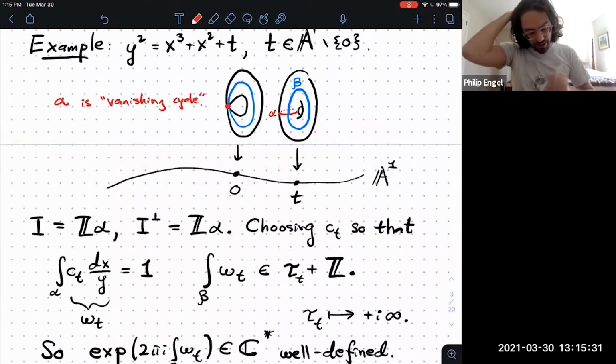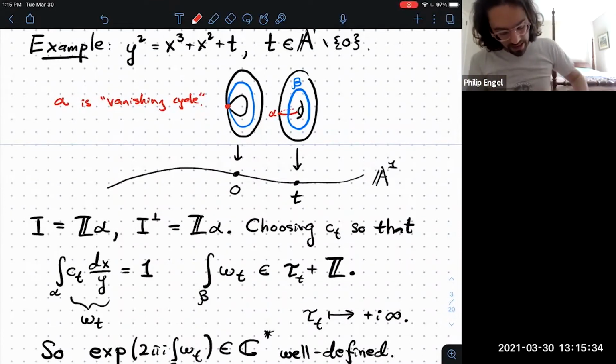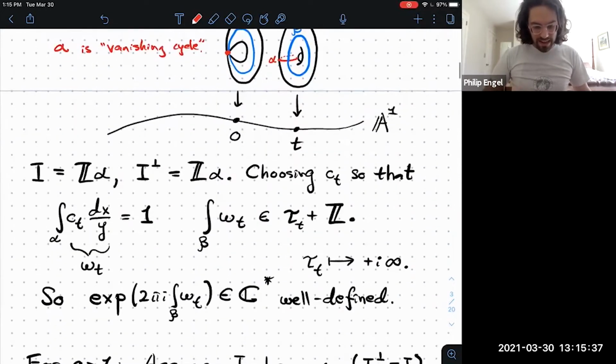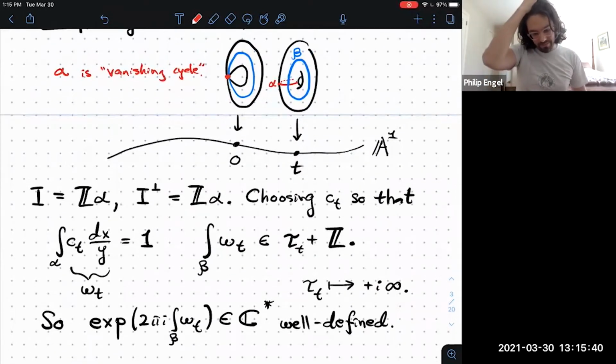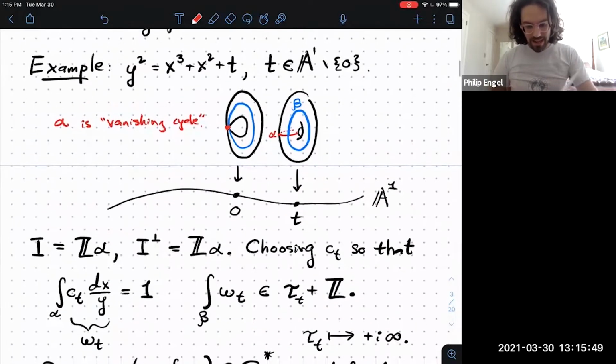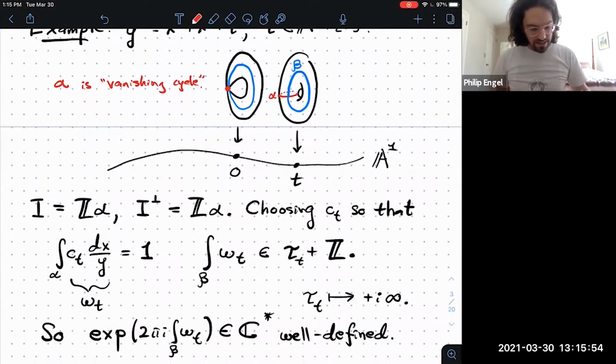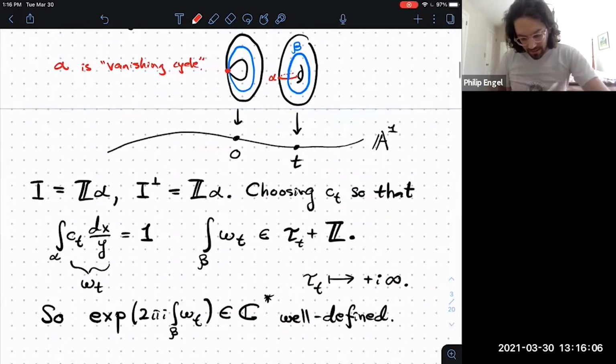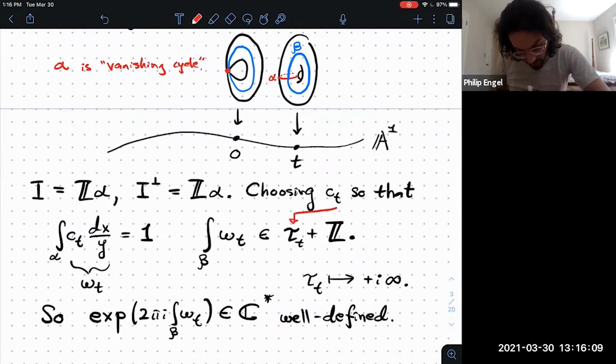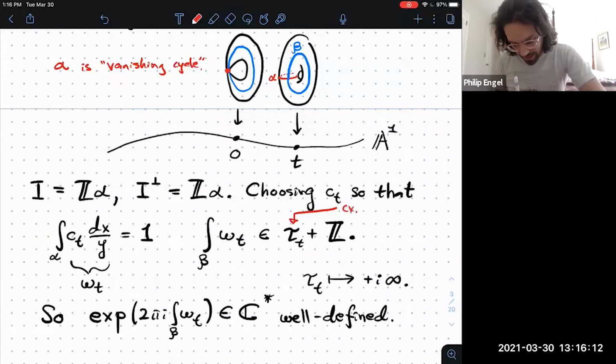But in this case, the perp of alpha is just the lattice generated by alpha again. And we can normalize our one form so that the integral against alpha is 1. So there's some unique constant c_t, for a given t in A^1 minus the origin, for which the integral of c_t times the one form dx over y is 1. And then this integral over beta of that normalized one form I'm just going to call a. This is a 1-by-1 matrix, in other words, just a complex number.